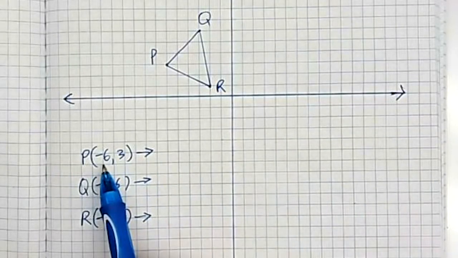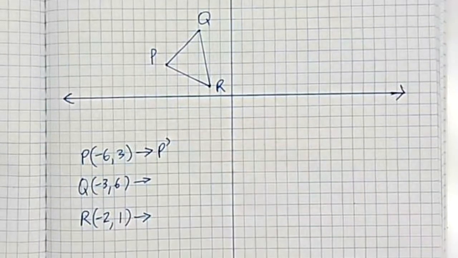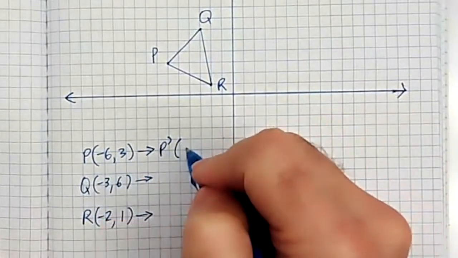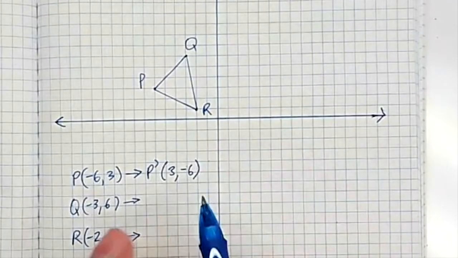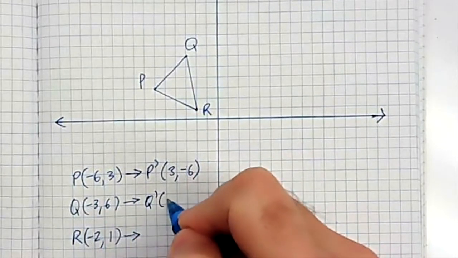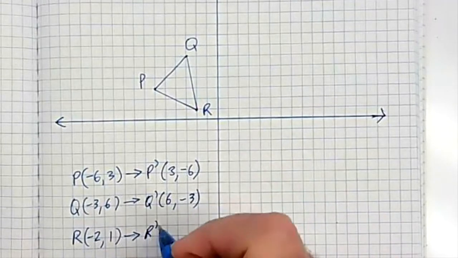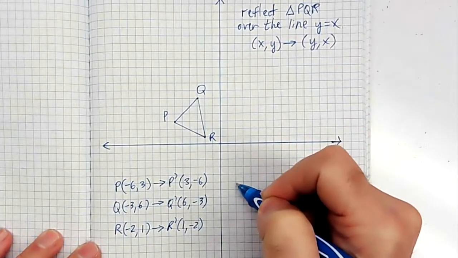So P is at (-6, 3), and if we map that to what we'll call P prime, right, the corresponding point on our image, that's going to just be these two numbers switched around. So it becomes (3, -6). Notice I keep the negative. I don't change the sign. So for Q prime, I'm going to have (6, -3). And then for R prime, I'm going to have (1, -2). We can plot these points.